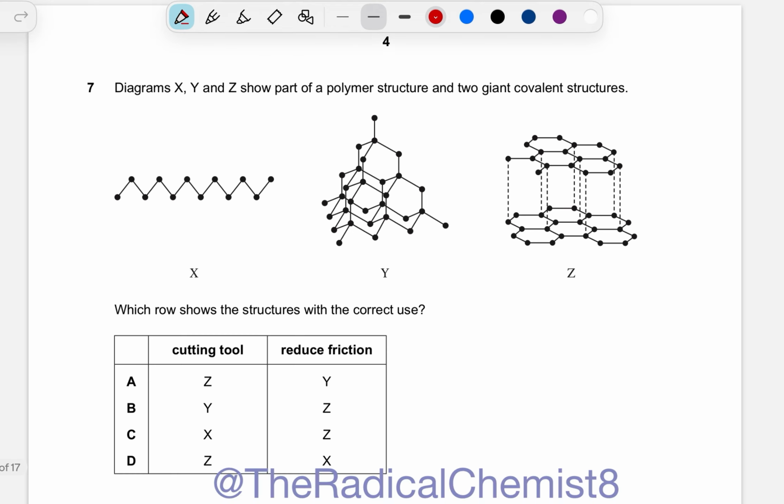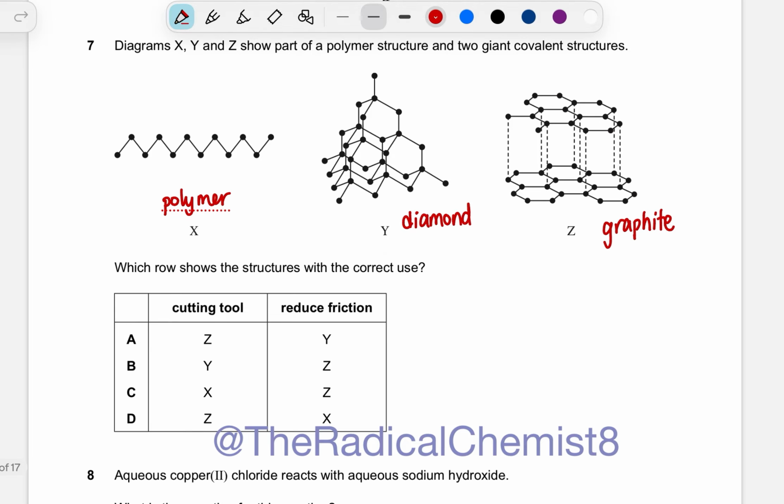Next, diagrams X, Y, and Z show part of a polymer structure and 2 giant covalent structures. So a polymer would be X. It's a long chain of molecules. Y, you should be able to identify this as diamond. And Z is graphite. You should know that these two are allotropes of carbon. So it's carbon but in different forms.